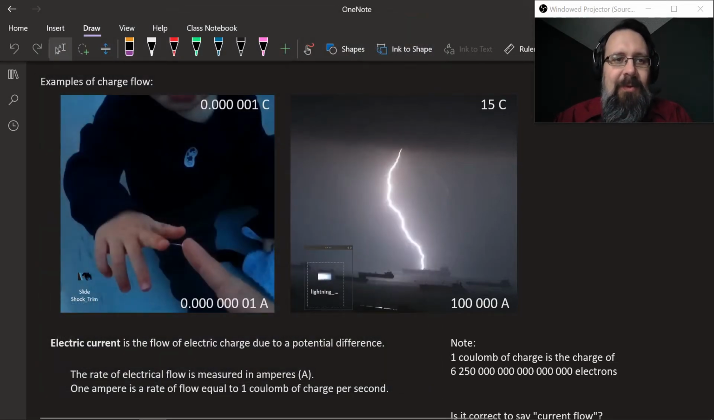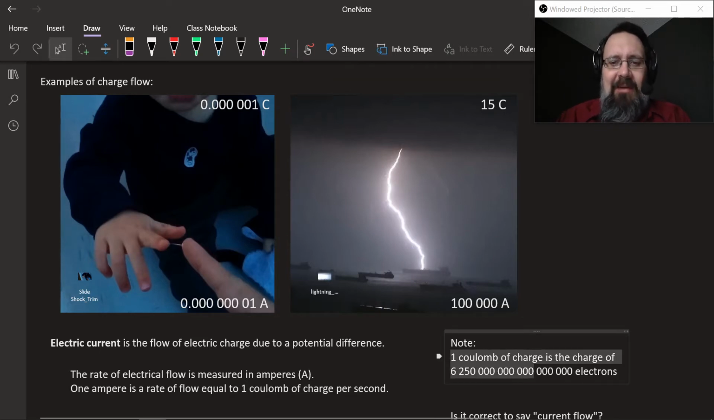When you talk about charge flow, how much charge is flowing between our fingers when my son and I touch fingers? It turns out it's about a microcoulomb, a very, very small amount of charge. But with a lightning strike, it's 15 coulombs. Fifteen coulombs might not seem like a lot of charge, but that's actually a ridiculously large amount of charge.